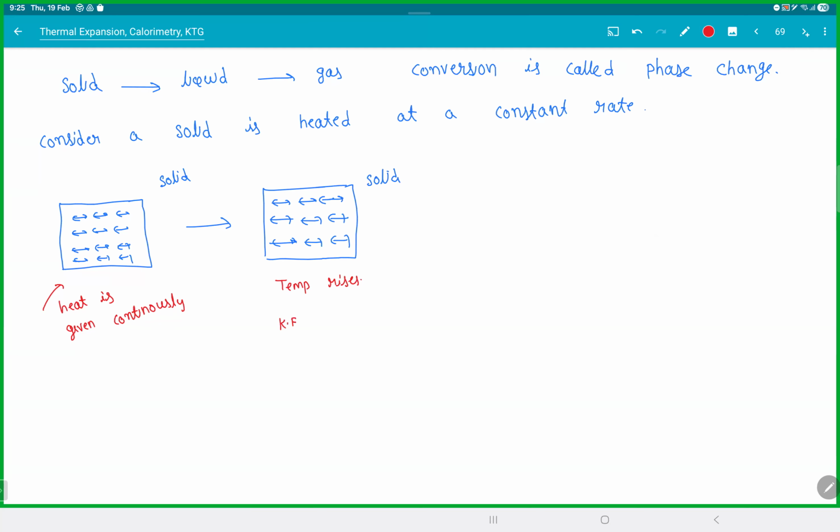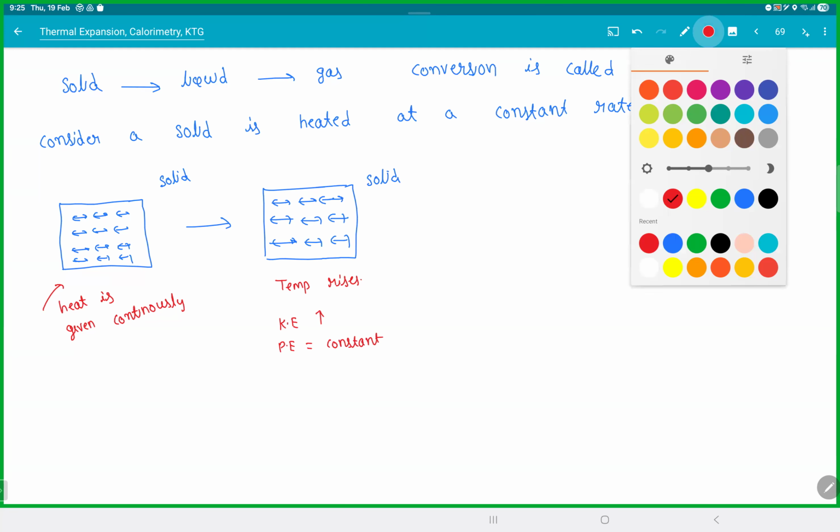Kinetic energy of the molecules increases. The potential energy of the molecules remains constant. What is the potential energy? It is the bond energy between them. It does change a bit, but we can ignore it compared to the kinetic energy.